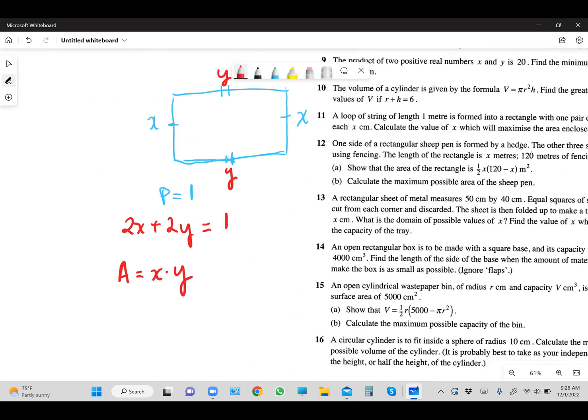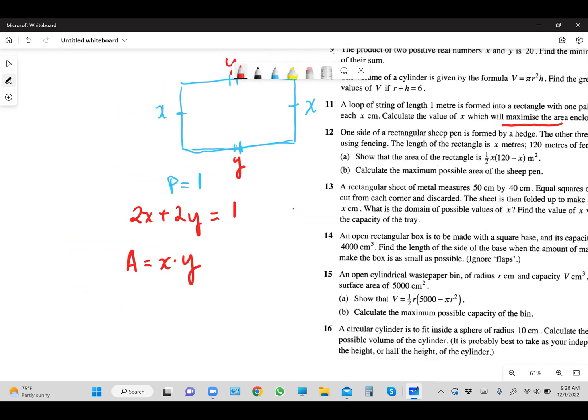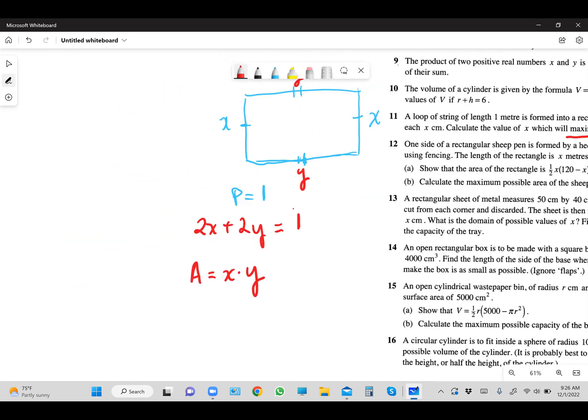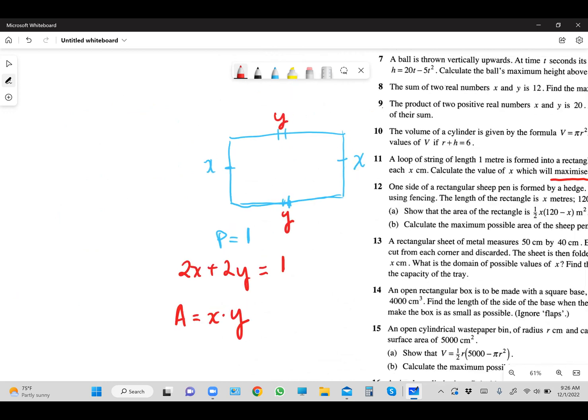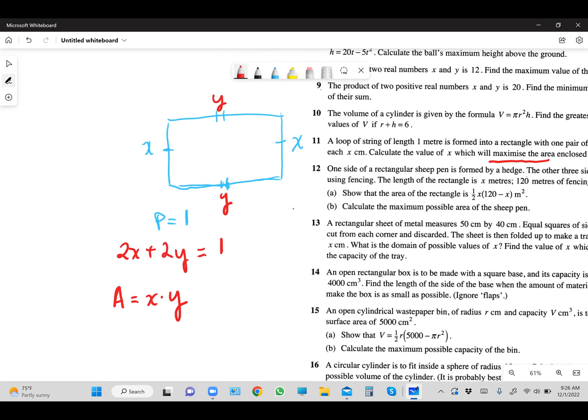Now, remember, what they want from the question is to maximize the area. So that means we have to take the derivative of the area. But what is our problem? Once again, the same problem we always have: we have an x and a y for our area. So what we need to do is express y in terms of x. Well, very easy.